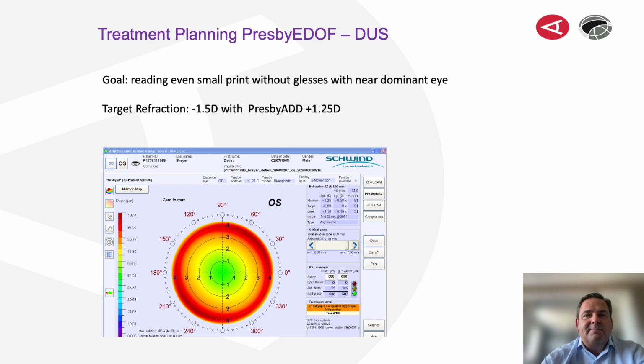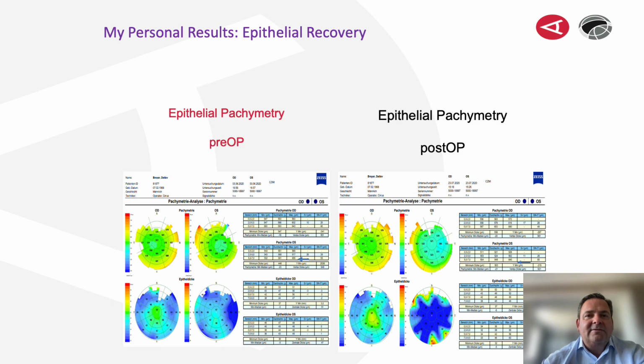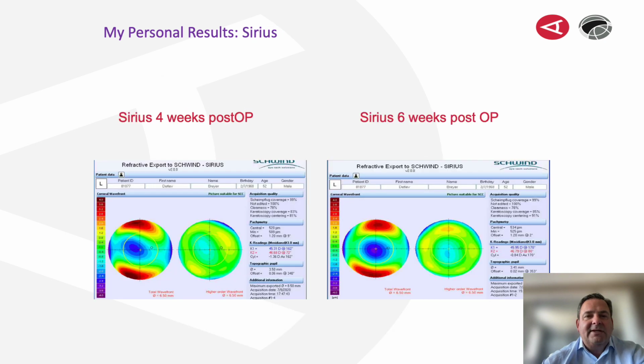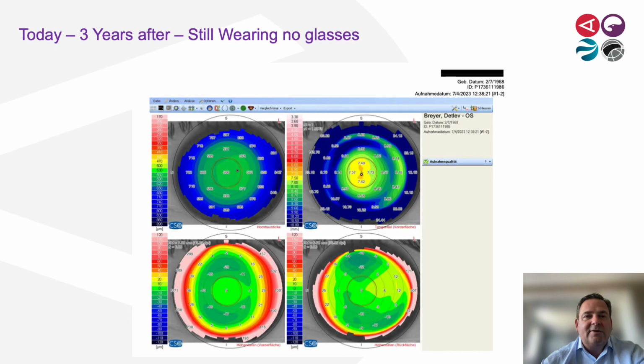This is a treatment protocol, as you can see here. That was my Pentacam pre-op on the left side, post-op on the right side. Clearly a successful pattern. So it was epithelial perimetry pre and post-op, and a series 4 weeks post-op and 6 weeks post-op after surgery. You can see a clear successful pattern. After 6 weeks, I was really happy. I didn't expect to read so well.